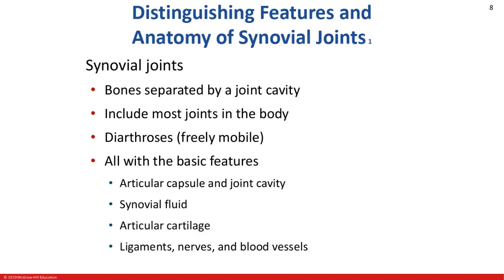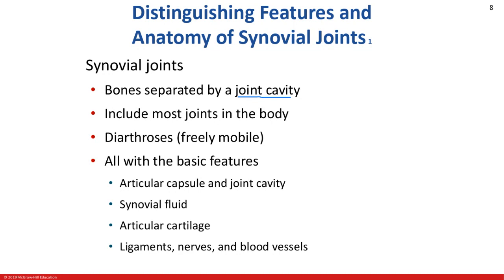All right, let's go to one of the coolest joints in the body, and that's the synovial joint. With a synovial joint, you will have a joint cavity involved. This joint cavity will be found between the bones. These joints are located throughout your body. We're going to go through several different examples and talk about them. They fall into the diarthrosis classification, which is the highly movable joint.